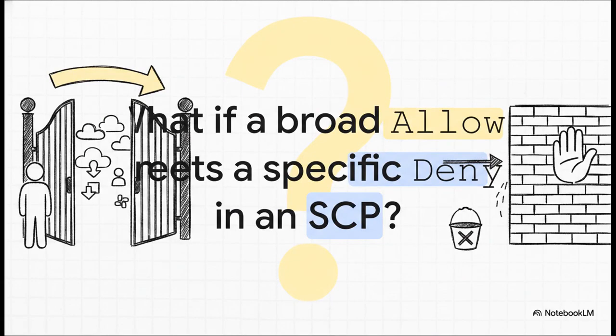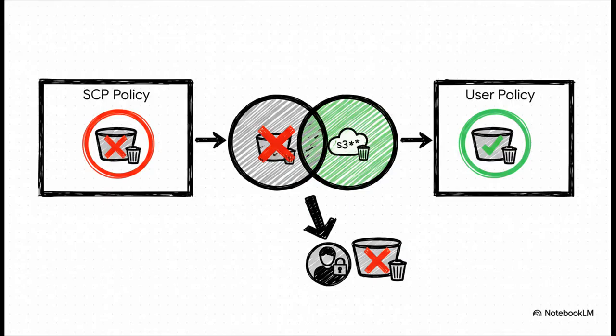Okay, let's put that rule to the test with a classic exam-style question. So picture this. You've got a developer, and you've given them a pretty powerful policy with S3. They can basically do anything in S3. But at the tippy top of your AWS organization, you have a service control policy, an SCP, that acts as a guardrail for the whole account. And that SCP has an explicit deny on the S3 delete bucket action. So what happens? And the answer is, the deny wins.